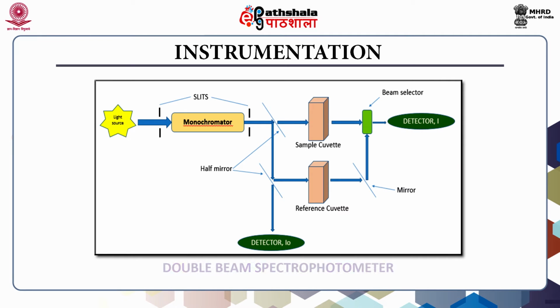In a double beam spectrophotometer, the incident light is split into two beams by a half mirror. One beam passes through the reference cuvette and the other beam passes through the sample cuvette. The transmitted light from both the cuvettes then reaches the detectors.